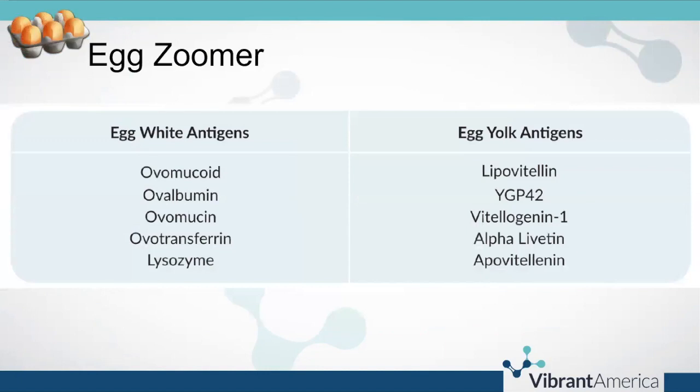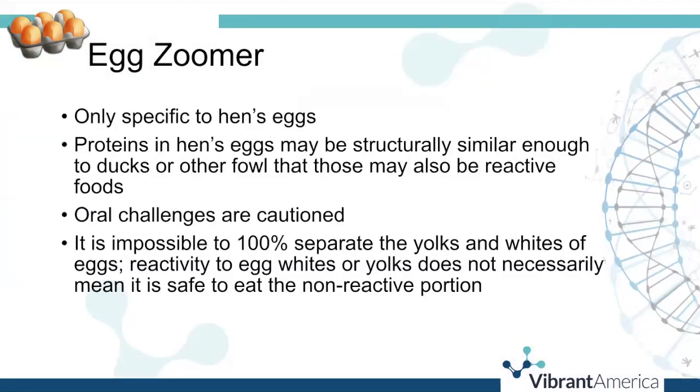Egg zoomer, so we have the egg white and the egg yolk. Depending on which proteins we're looking for, these are going to be divided by yolk and white antigens. Some things to keep in mind about the egg zoomer: these are commonly asked questions that the lab gets often. The egg zoomer is specific only to hen's eggs. We can't say that sensitivity to any of the proteins being tested here rules out sensitivity to duck eggs or quail eggs, for instance.